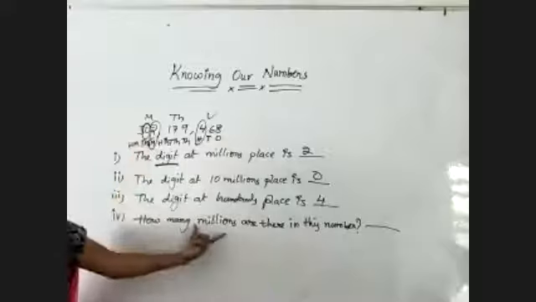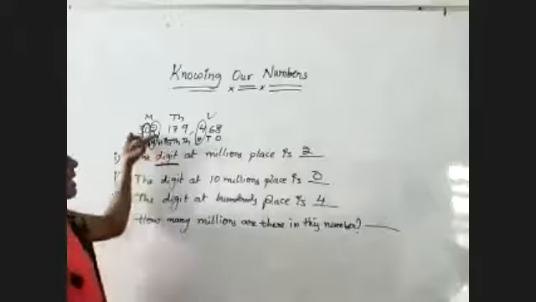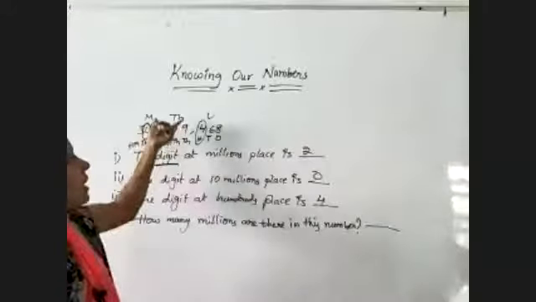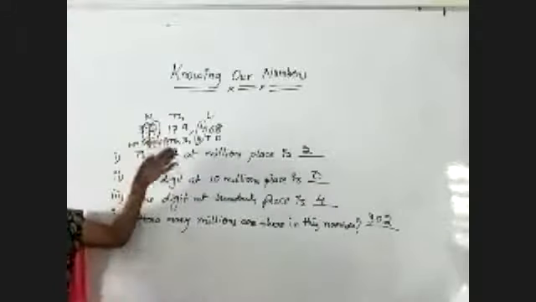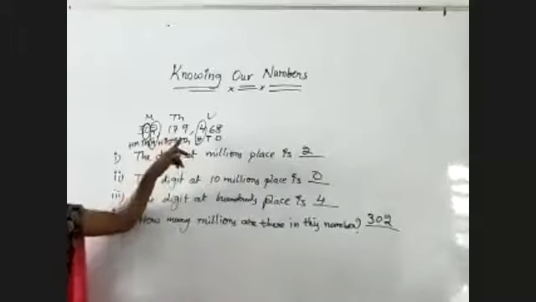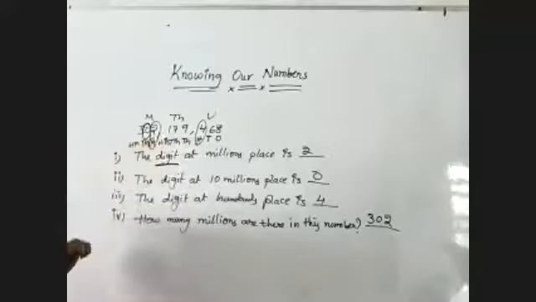302 million. So we need the millions; 302 millions are there in this number. 302 million, 179,000. How many millions are there? 302. This is the answer. If they change the digits, you need to identify which digit is in the 1000 place, that is 9. Which digit is in the 10,000 place, that is 7. Which digit is in the 100,000 place, that is 1. So like that you can find.